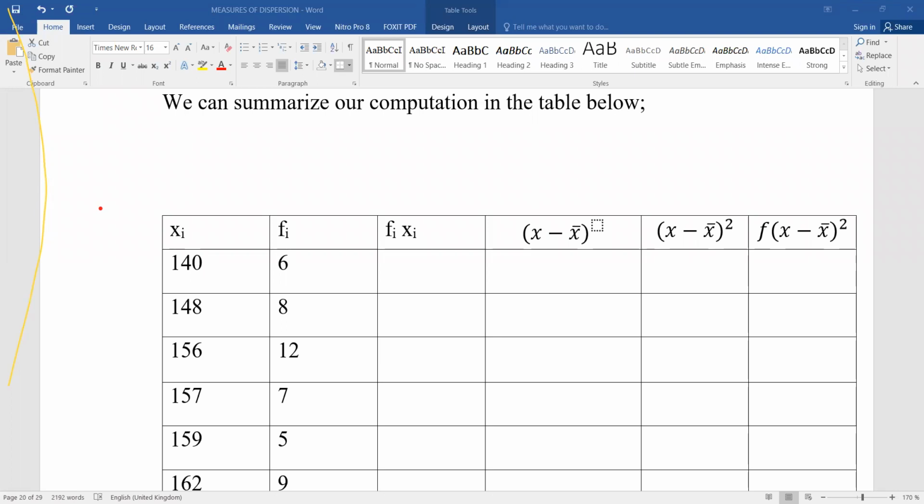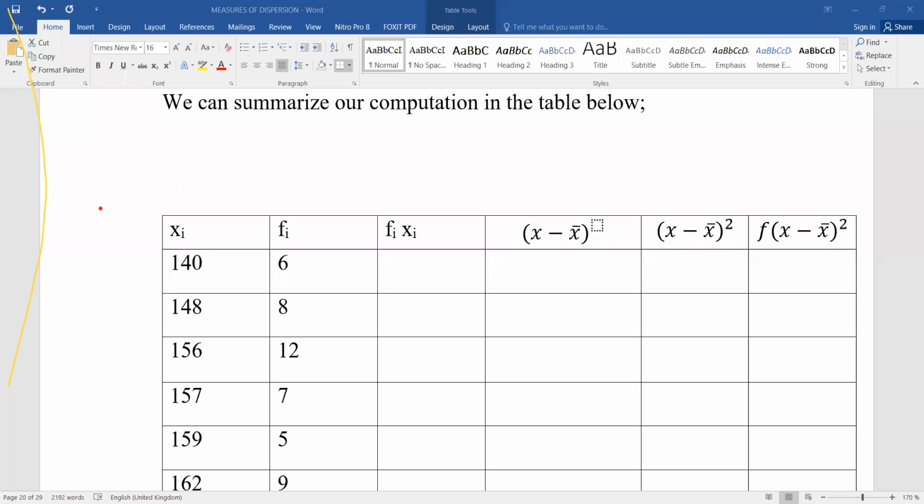7, 7, 3, 7. You're correct. And divide that total by 50.